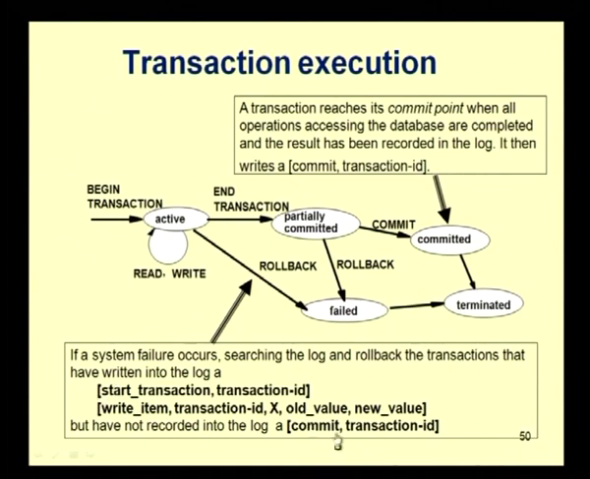So, here again we have the same thing: you have the begin transaction, read, write, then you have the end transaction, which becomes partially committed. Then instead of writing abort, you have written rollback. A transaction reaches its commit point when all the operations accessing the database are completed and the result has been recorded in the log. It then writes commit, transaction ID. If a system failure occurs, searching the log, we roll back the transactions that have been written to the log as start transaction, transaction ID, write item, transaction ID, X, old value, new value, but have not recorded commit into the log. So, what happens if it fails and it has not been committed? Then you have to roll back.